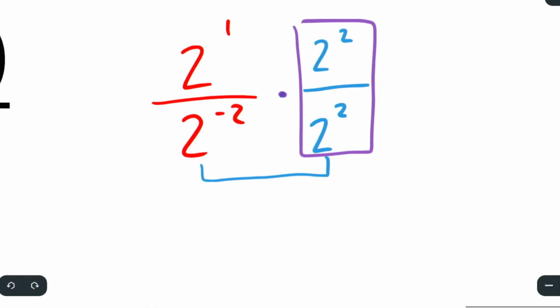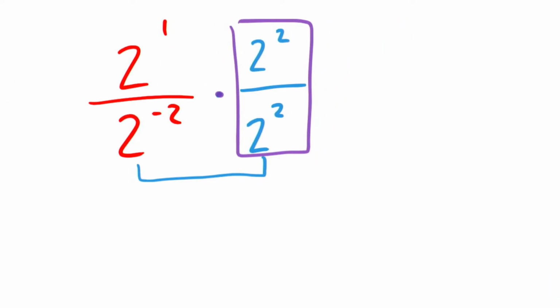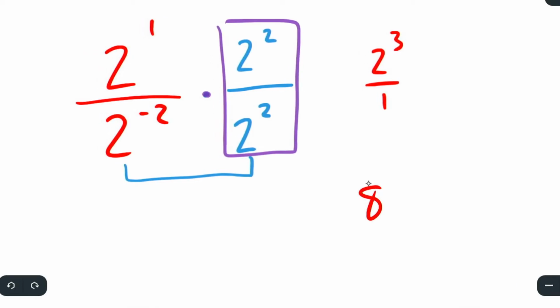And then if I go ahead and finish this off, my numerator has 3 factors of 2: 2, 2, 2, 2 to the third. My denominator has just the number 1, and 2 times 2 times 2 is 8. So this is 2 to the third, or the number 8.